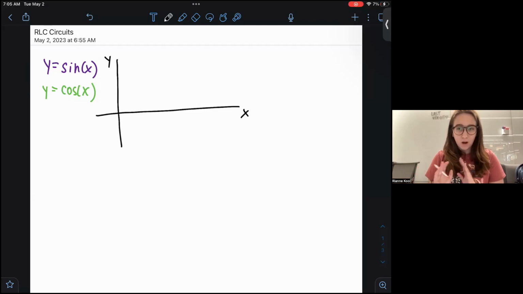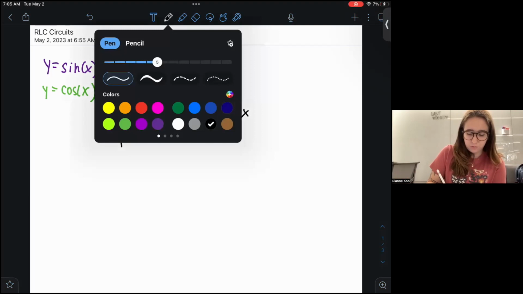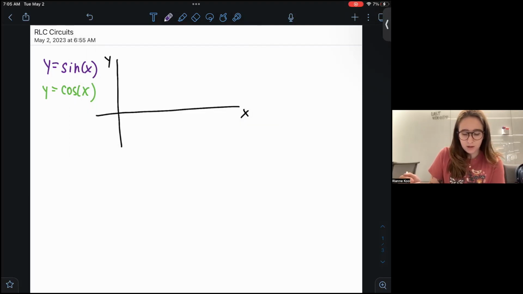Today, we're going to be talking about RLC circuits, and specifically sines and cosines and phase angles and stuff like that. So I wanted to start off with plotting sine and cosine graphs in case you're not very familiar with it. One of the things that is important about RLC circuits is knowing how things change when you add or subtract constants and stuff like that.